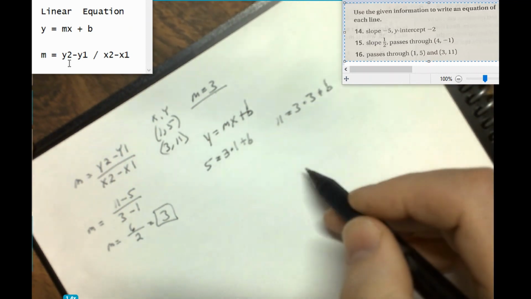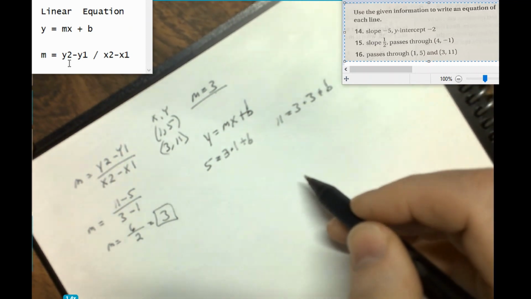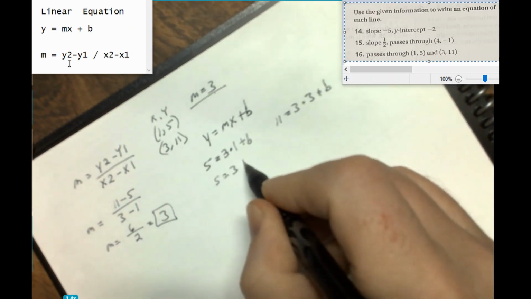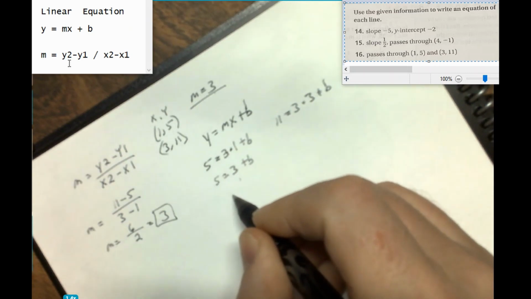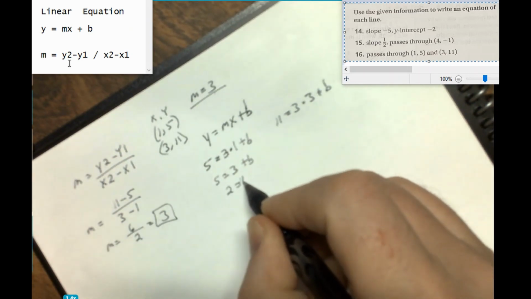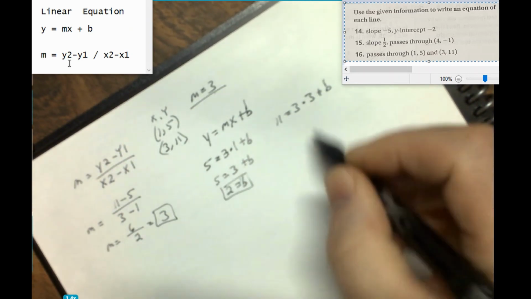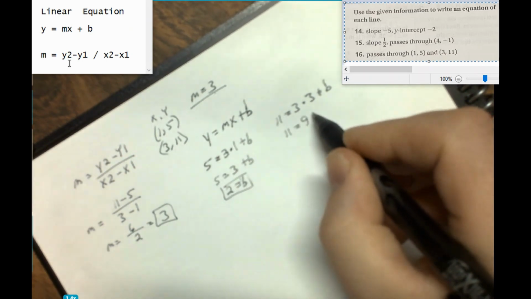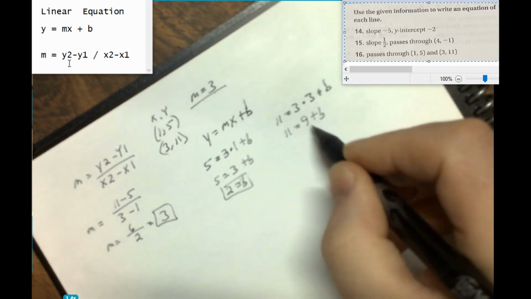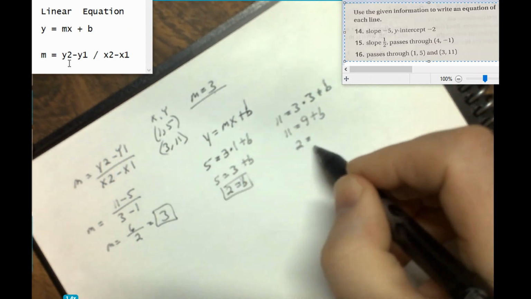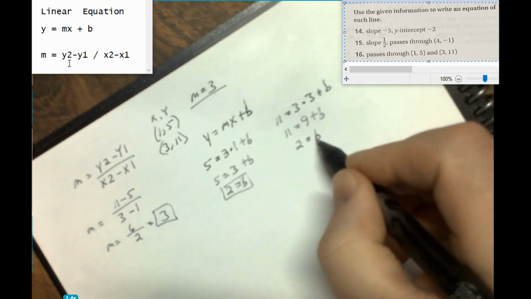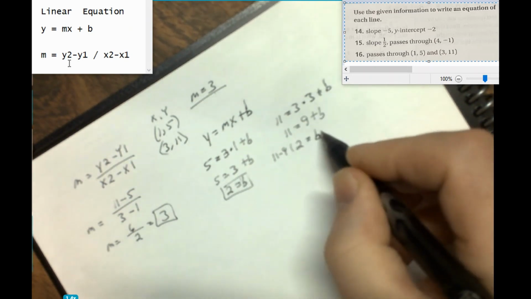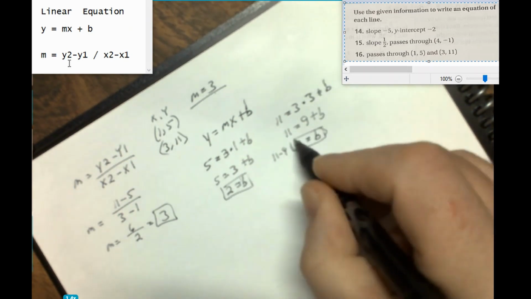Now if we work both these out, we should come up with the same answer. So 5 is equal to 3 plus b, swing this around, and you have 2 equals b. Over here, 11 is equal to 3 times 3, which is 9, plus b. Swing this around, and you have 11 minus 9, which is our 2, equals b.